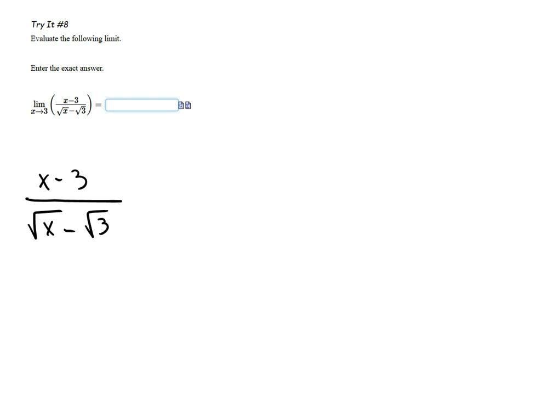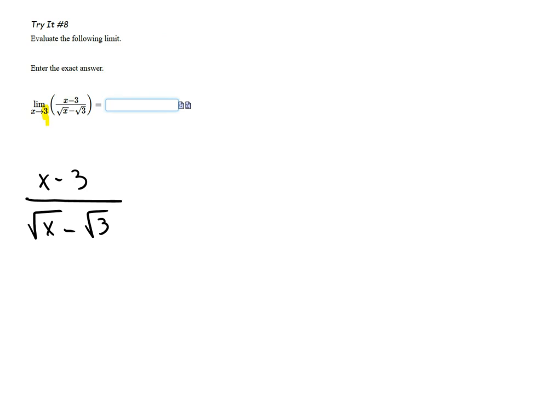Okay, this one you really have to think outside of the box, because a lot of people think, okay, should I just take the denominator and multiply it times its conjugate? You could, but you'd still be left with x minus 3, and as x approaches 3, 3 minus 3 would still be 0.